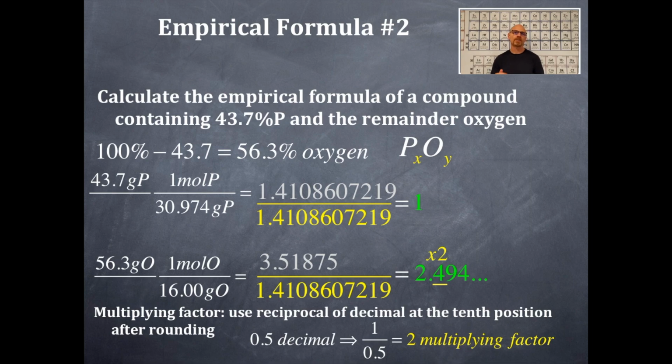Now, this is a whole number mole ratio, and I need to maintain the ratio. Currently, the correct ratio is 1 phosphorus for every 2.5 oxygens. So if I multiply the oxygen by 2, I'm going to do the same thing for the phosphorus. I'm going to multiply that by 2. So 2 times 1 is 2. And then the 2.494 times 2 is 4.98.